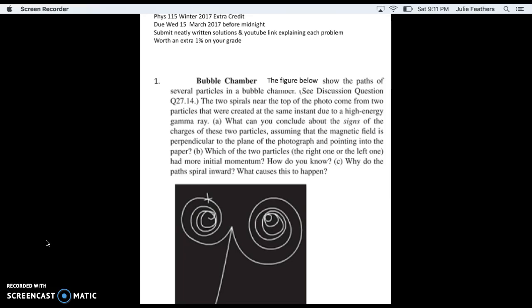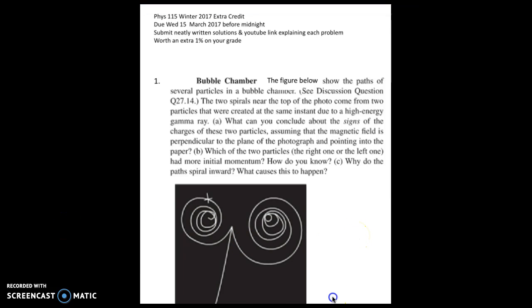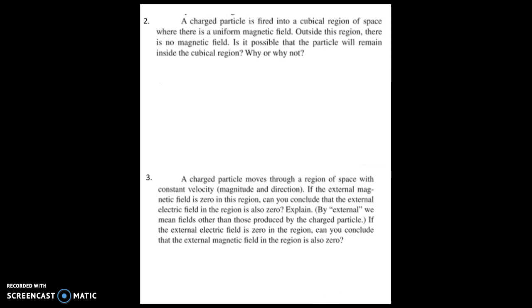And as far as why the paths spiral inward, this is because of the energy loss of the particle. It causes it to turn inward as that's occurring. And so on to the next question.